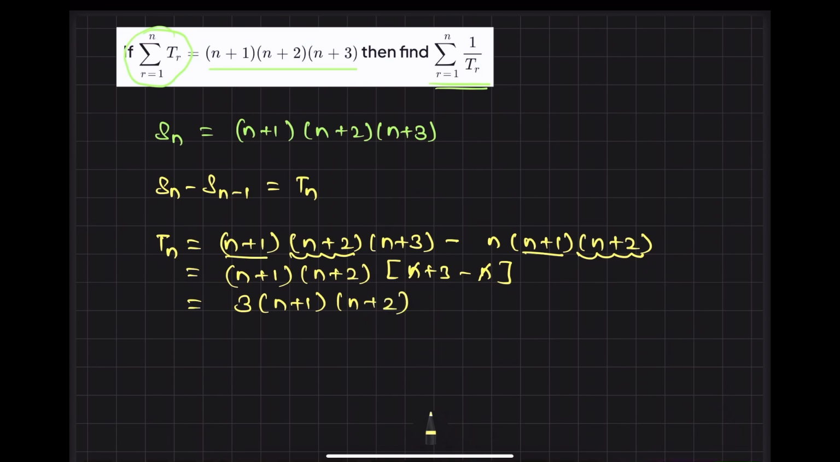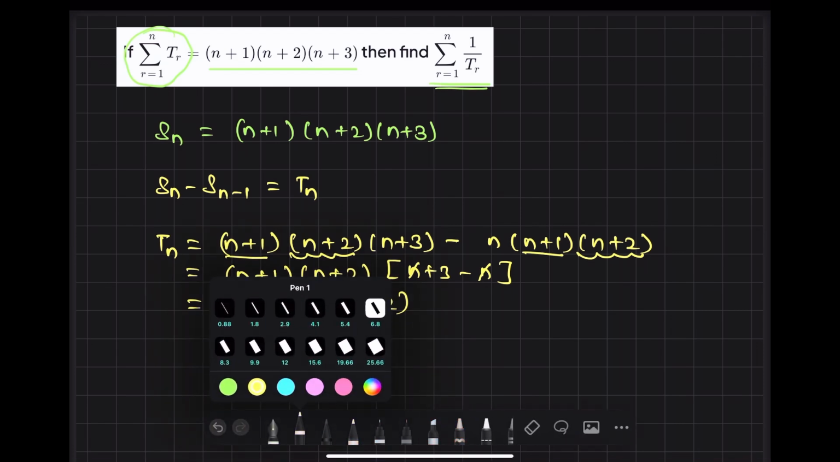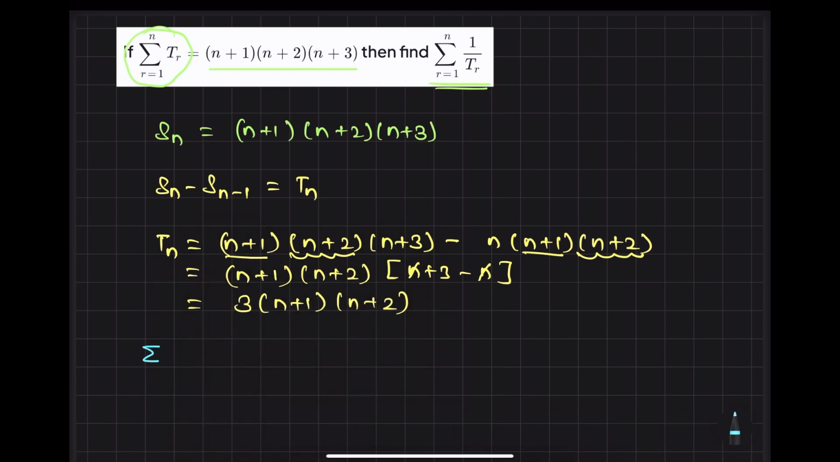Now our question will look like this. Summation r starts from 1 to n. So we have to write down our question in terms of r. So this is Tn, so you have to write Tr. So this is your Tr: 3 times r plus 1 and r plus 2.